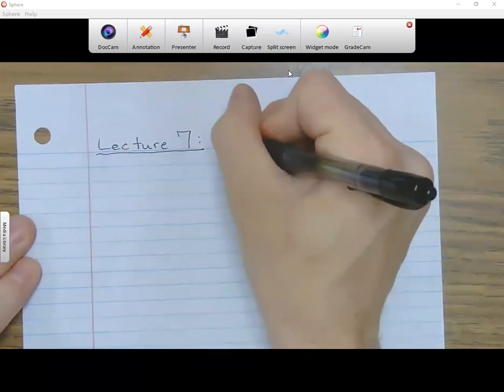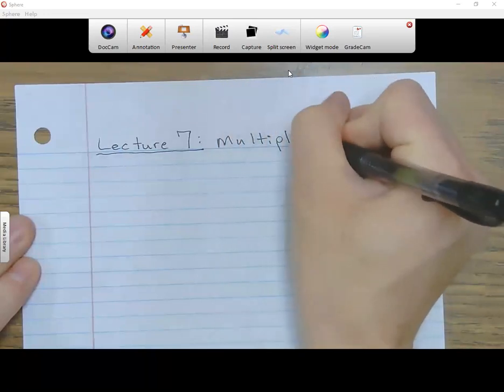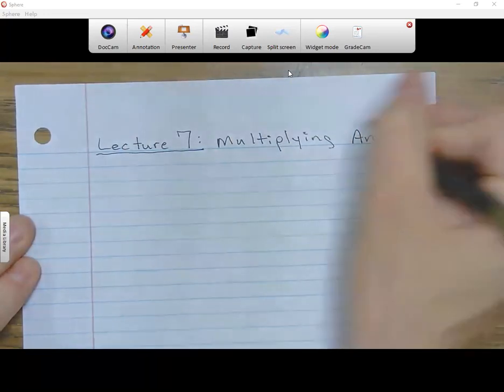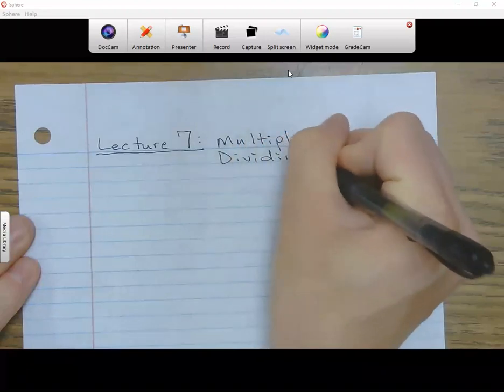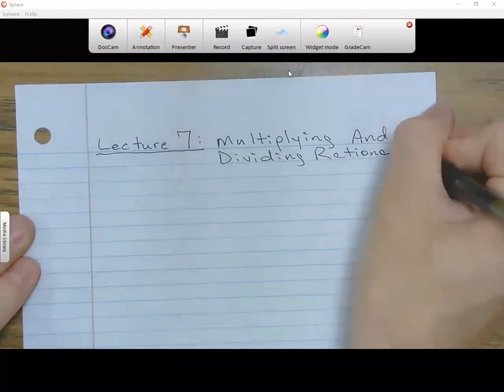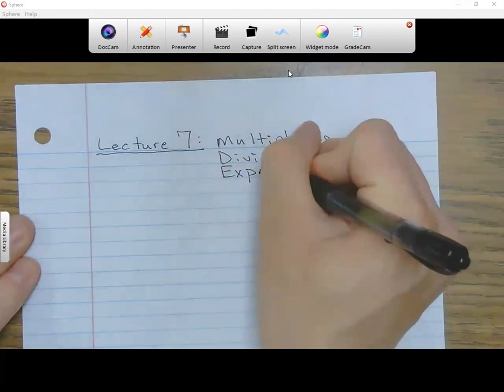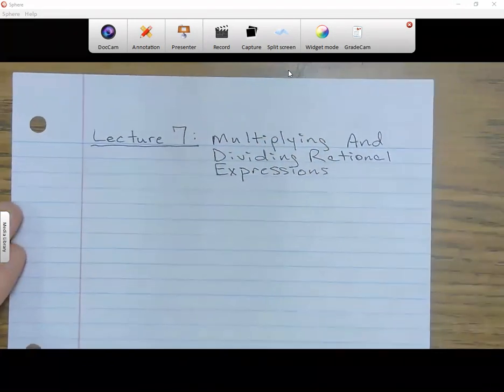This is going to be all about multiplying and dividing rational expressions. Okay.